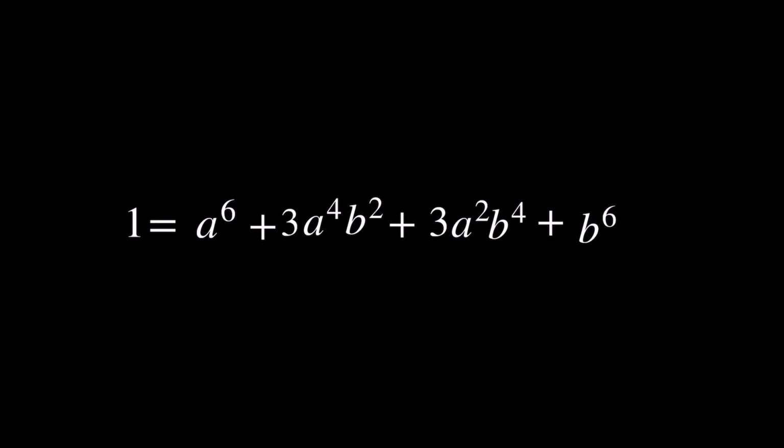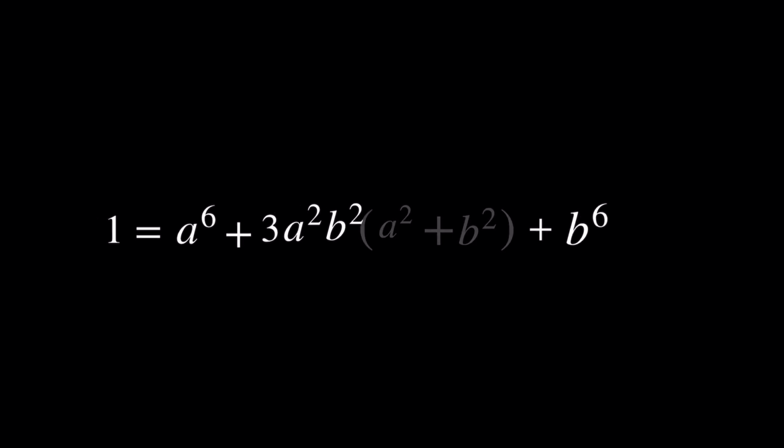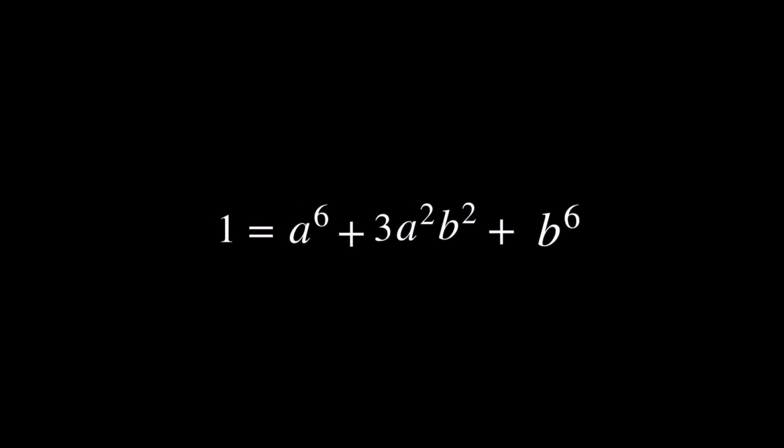Okay, now let's look at the two middle terms. We can combine those two by factoring 3a squared times b squared. And after factoring, we get the following. So we get that 1 is equal to a to the 6 plus 3a squared b squared times a squared plus b squared plus b to the 6th power. Now remember that the point with coordinates a, b is on the unit circle. Therefore, a squared plus b squared is equal to 1.